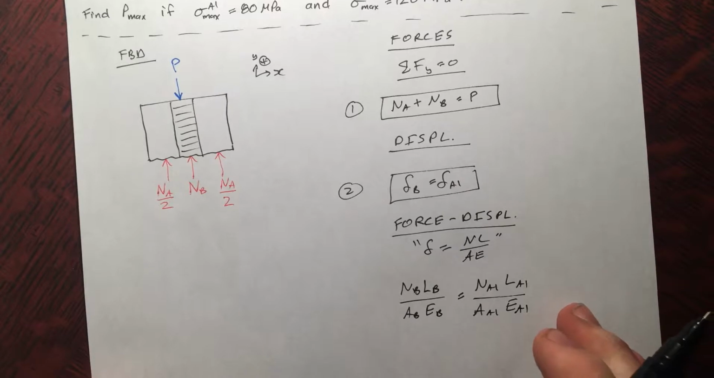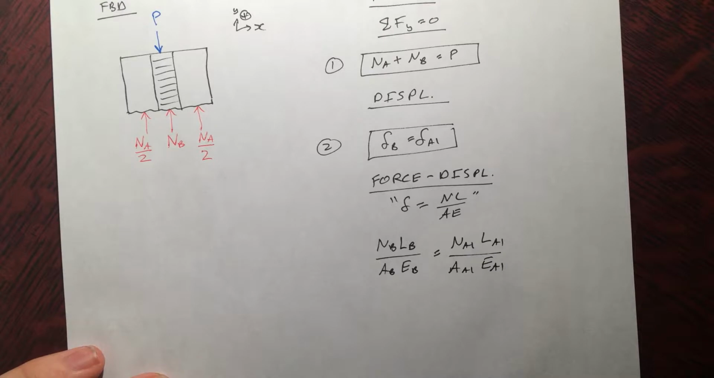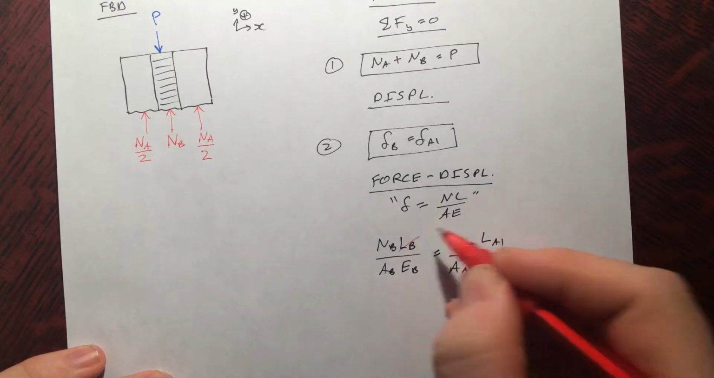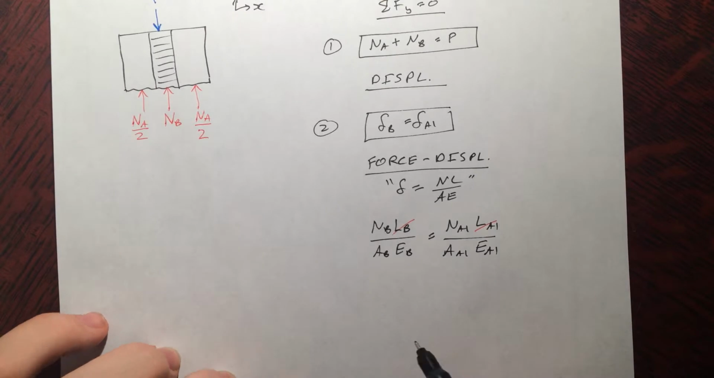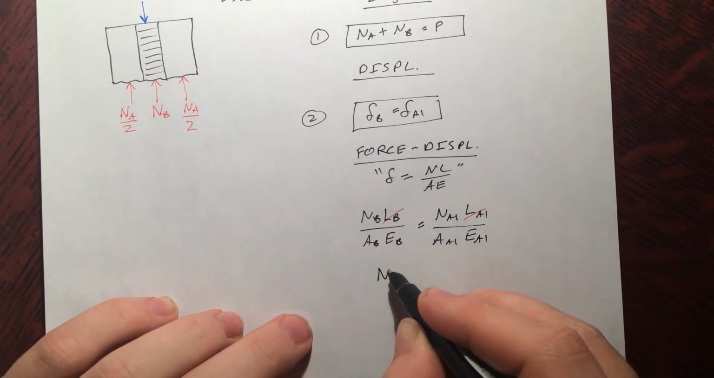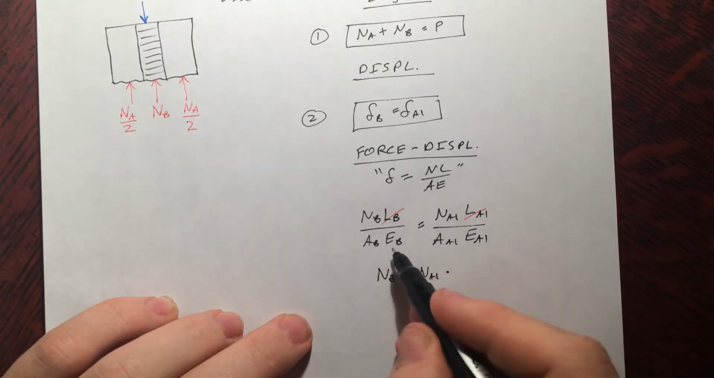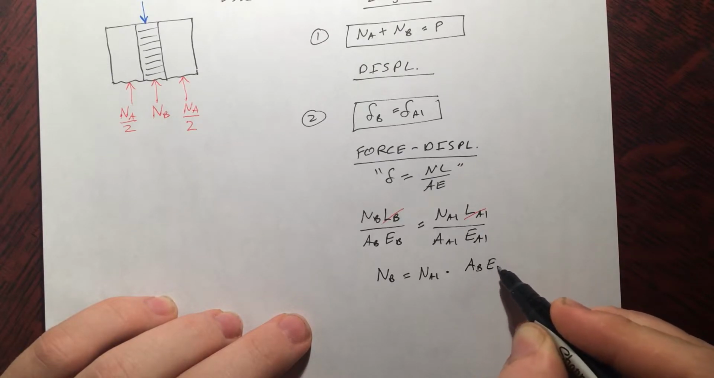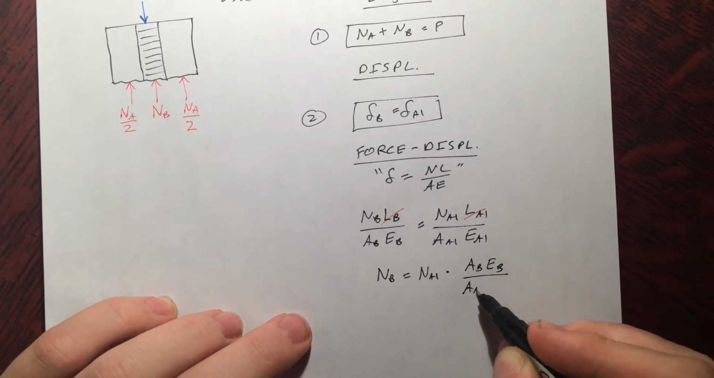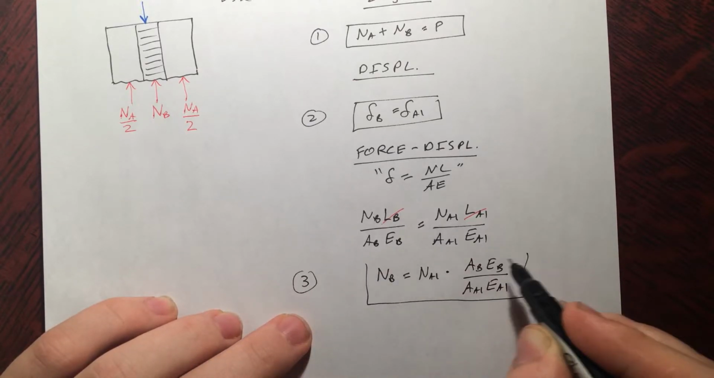All right, now these could all be different. They could all be the same. In this case, the lengths are the same, so those go away. But the areas and the Young's modulus are all different, so we can't cross those out. Okay, so let's rewrite this equation as N_B equals N aluminum, then times some ratio of AE. So in this case, it turns out to be A_B E_B over A aluminum E aluminum. You can see that if you just quickly work through the algebra there.